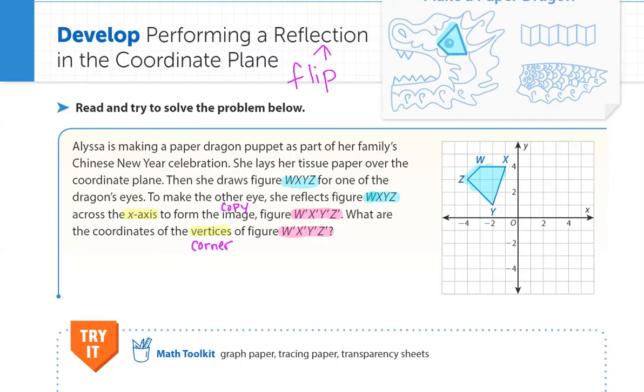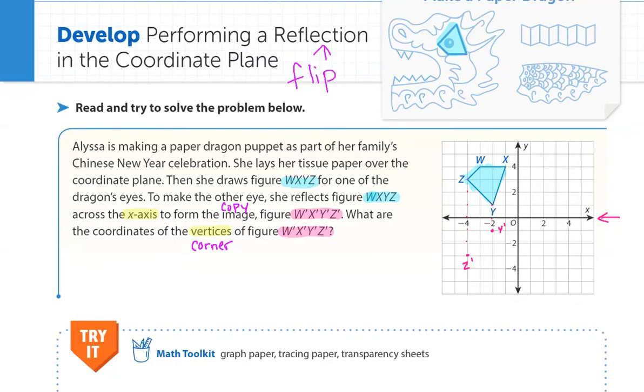Okay, so we have to flip this thing over. The x-axis is our line of reflection. So remember, that's going to be our middle. Line of reflection is the middle. So Y is one space away from the x-axis. So Y prime is going to be one space on the other side. There's Y prime. And you can keep doing the same thing. Z is 1, 2, 3 spaces away from the x-axis. So Z prime is going to be 1, 2, 3 spaces away on the other side.